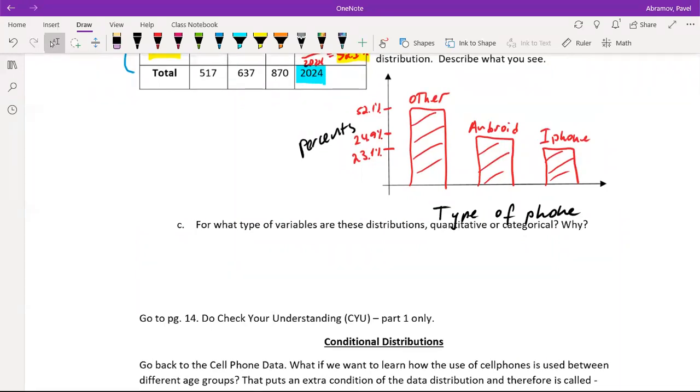Are they quantitative or categorical, and why? So these are categorical variables. And that's because, how do we know that? Well, keep in mind that we cannot take an average. We cannot take an average of the type of phone. So these are categorical variables because we cannot take the average.